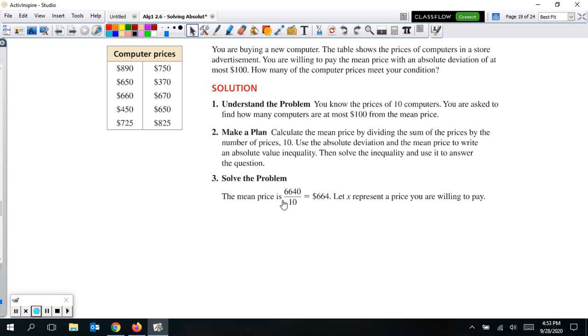So when we solve the problem, we want to find the mean. Finding the mean adds all of these up, gives us this number, 6640. When we add them all up, divide by the number of numbers, which is 10. So that's $664 is the average price of the computer.